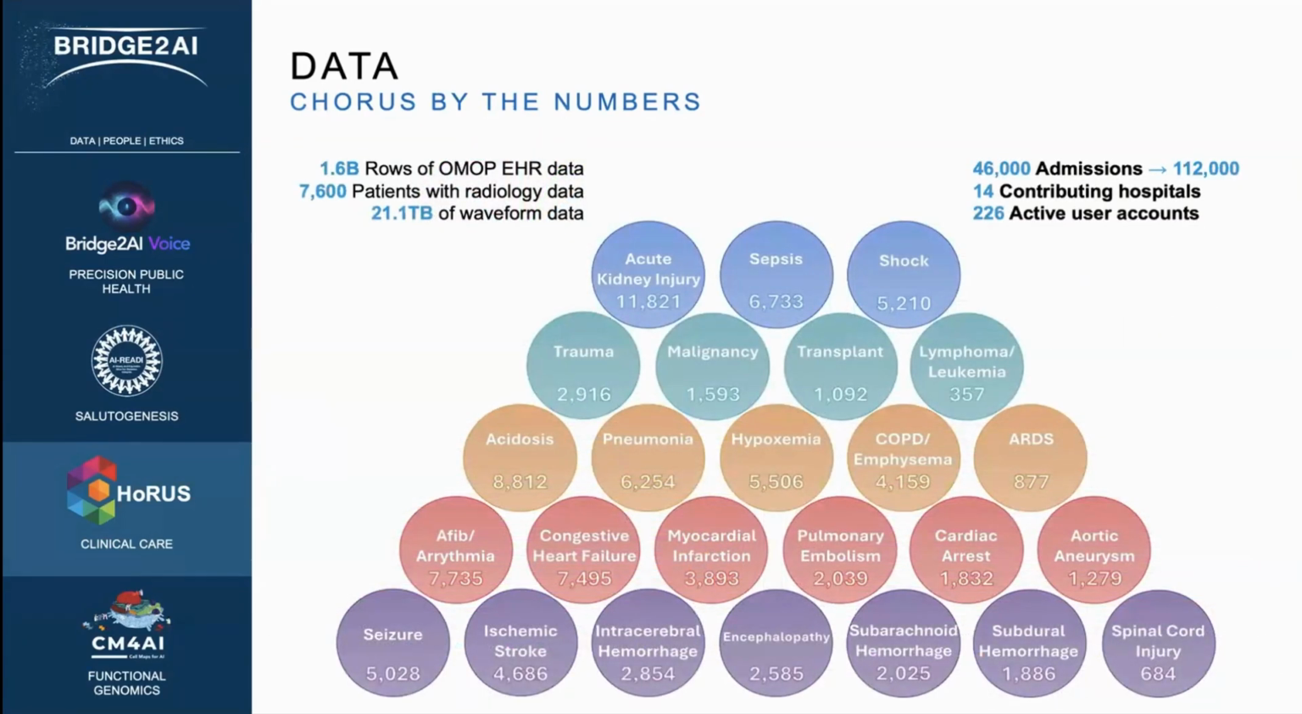And by the numbers, I'll just show you this slide that we have a lot of patients with a lot of very important diagnoses to many of us. There's about 1.6 billion rows of OMOP data in the 45K. And then we have about 21 terabytes of just waveform data, which is a challenge for how we are going to manage that from just these 46,000 admissions so far. So we're aiming towards that 112, but that's where we are right now.